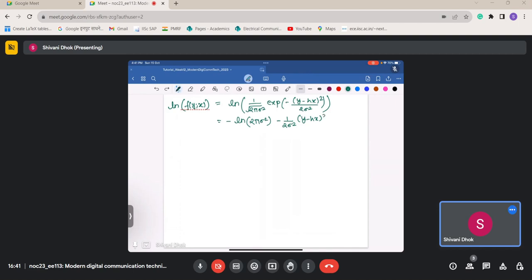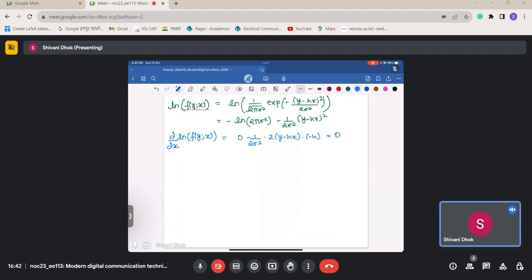So hx square. Again we'll differentiate it. So we'll find the differentiation of this log likelihood function with respect to x. That comes out to be: your first term is independent of x, so it will be 0, minus 1 by 2 sigma square into 2 times (y minus hx) multiplied by minus h, which is equal to 0.